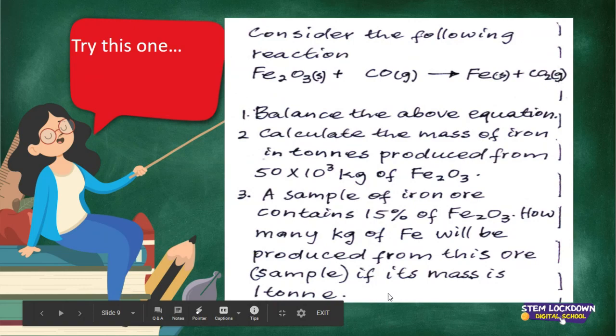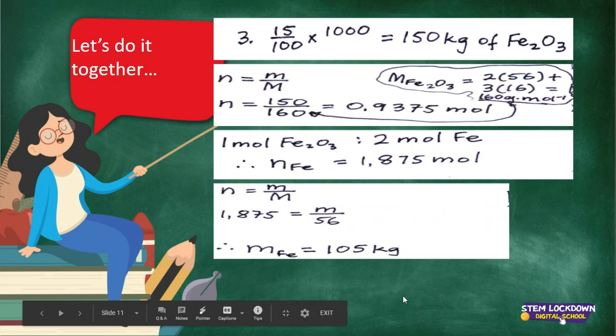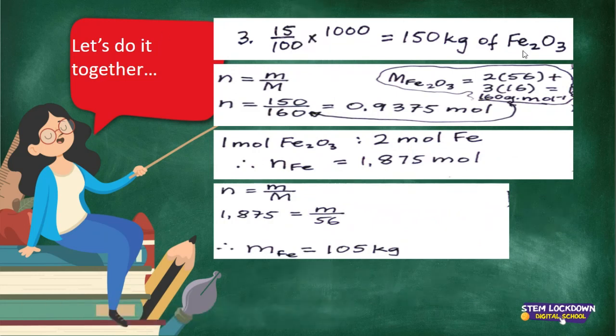Right, let's continue. Now, 15% of this is iron oxide. So 1 ton is 1,000 kilograms. So it's 15 over 100 multiplied by 1,000, which gives us 150 kilograms of iron oxide.